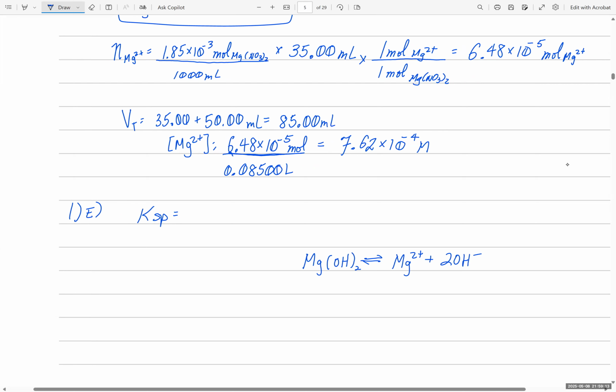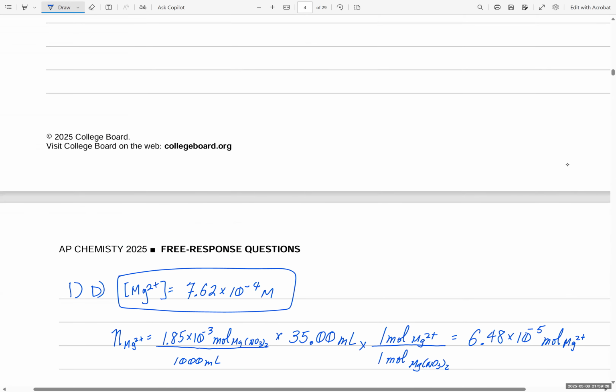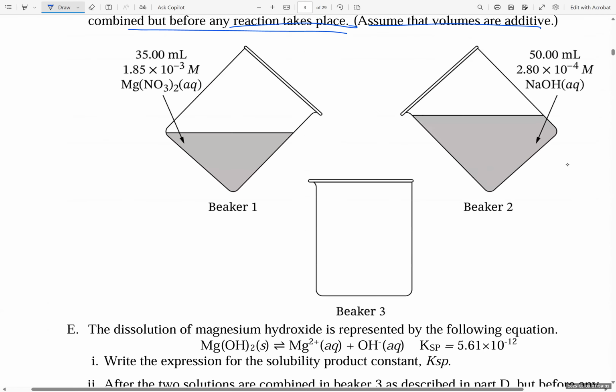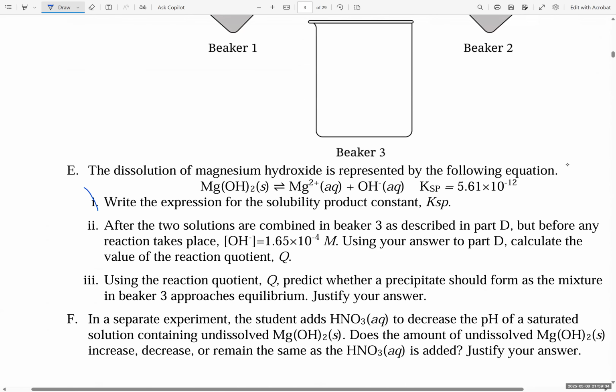All right, so when you write it down, what happens? You understand that that's going to be Mg2+, and then that's going to be hydroxide, except the coefficient is going to become an exponent, and I'm going to circle that. Okay, all right. So let's go back to now, that's E-I, right? Am I right? Yes, it is. E-I-2: after the two solutions are combined in beaker 3 as described in part D, but before any reaction takes place, hydroxide is 1.65 times 10 to the 4.